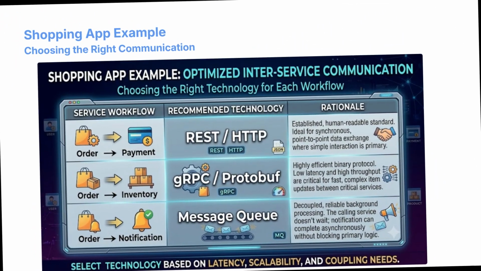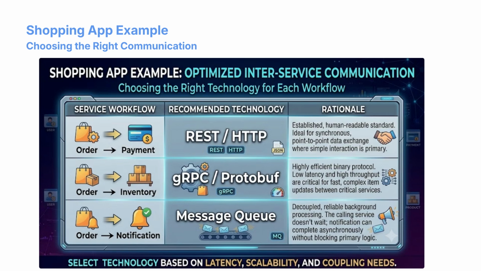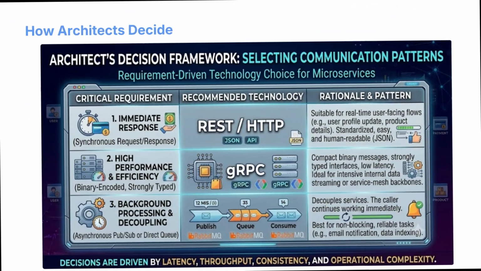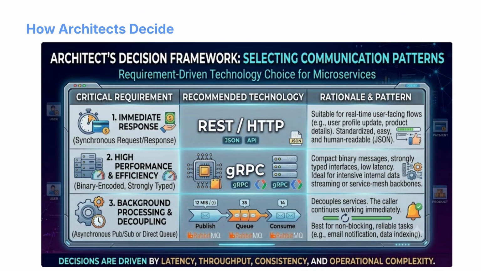Let's use our shopping app. The order service calls the payment service using REST because the customer needs an immediate result. The order service may use gRPC to communicate quickly with the inventory service inside the data center. Finally, it publishes an event to a queue so the notification service can send emails or SMS messages without delaying the customer. Architects don't ask which technology is best. They ask what the business requires.